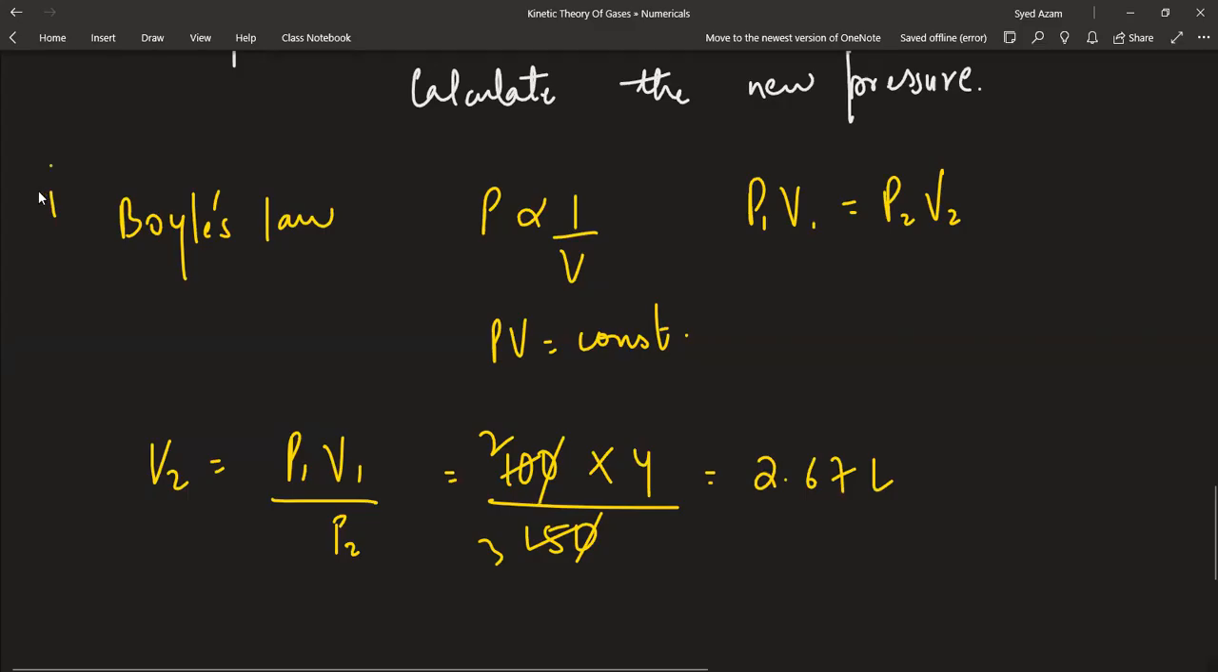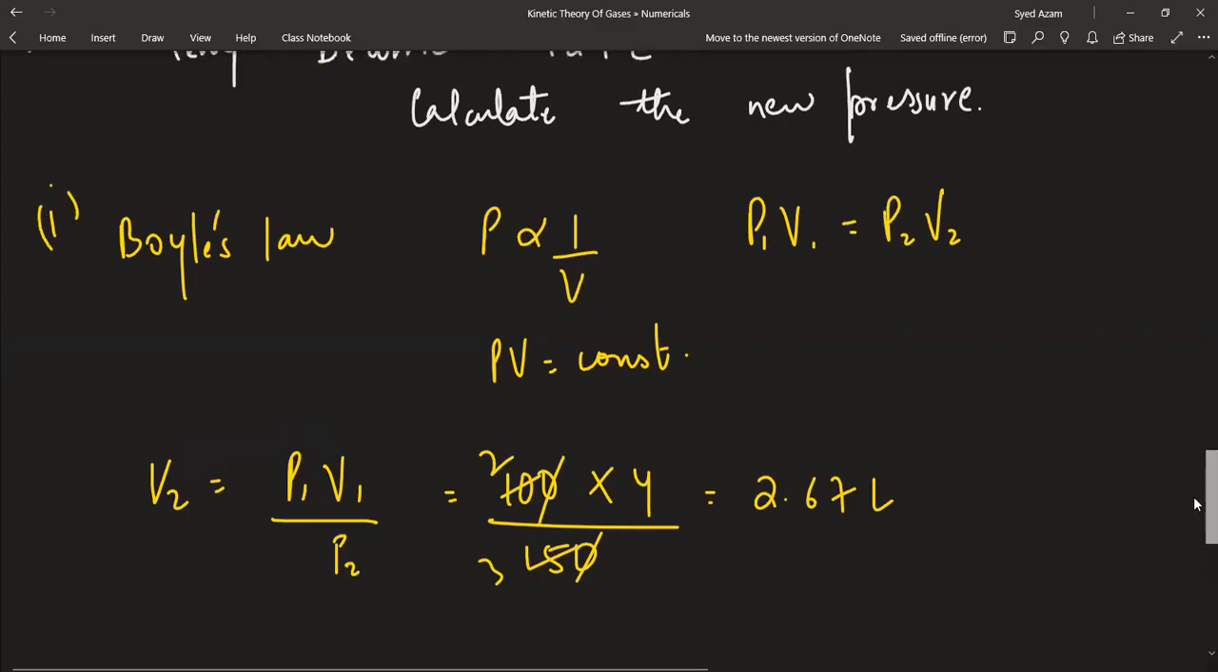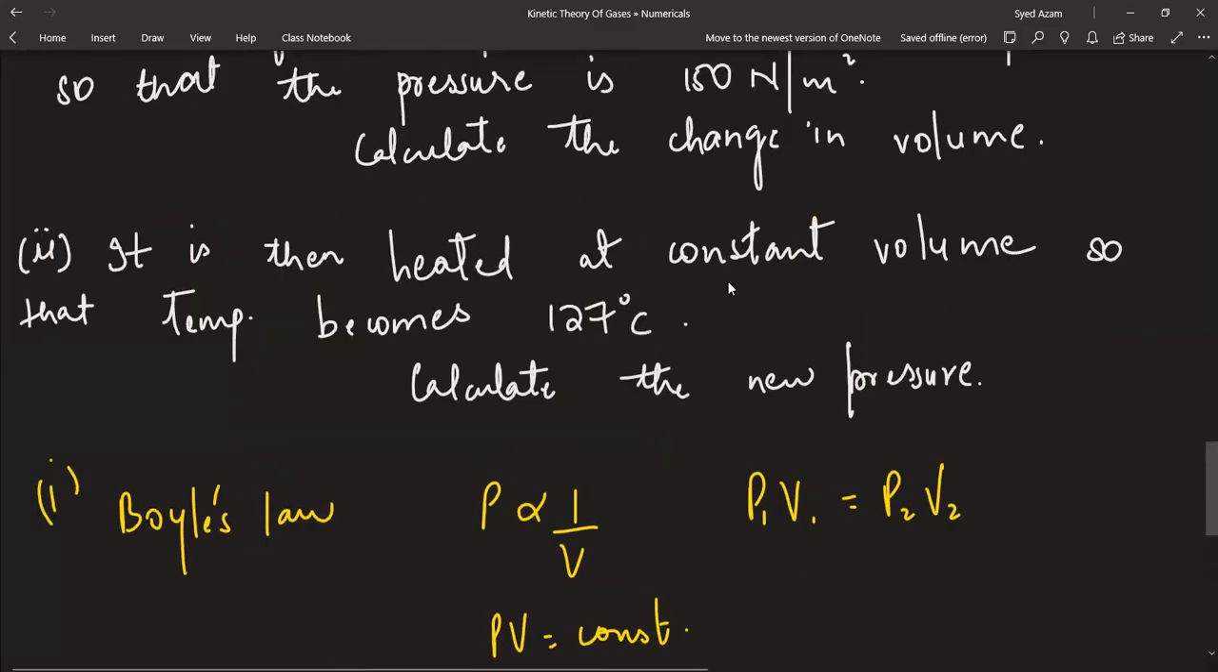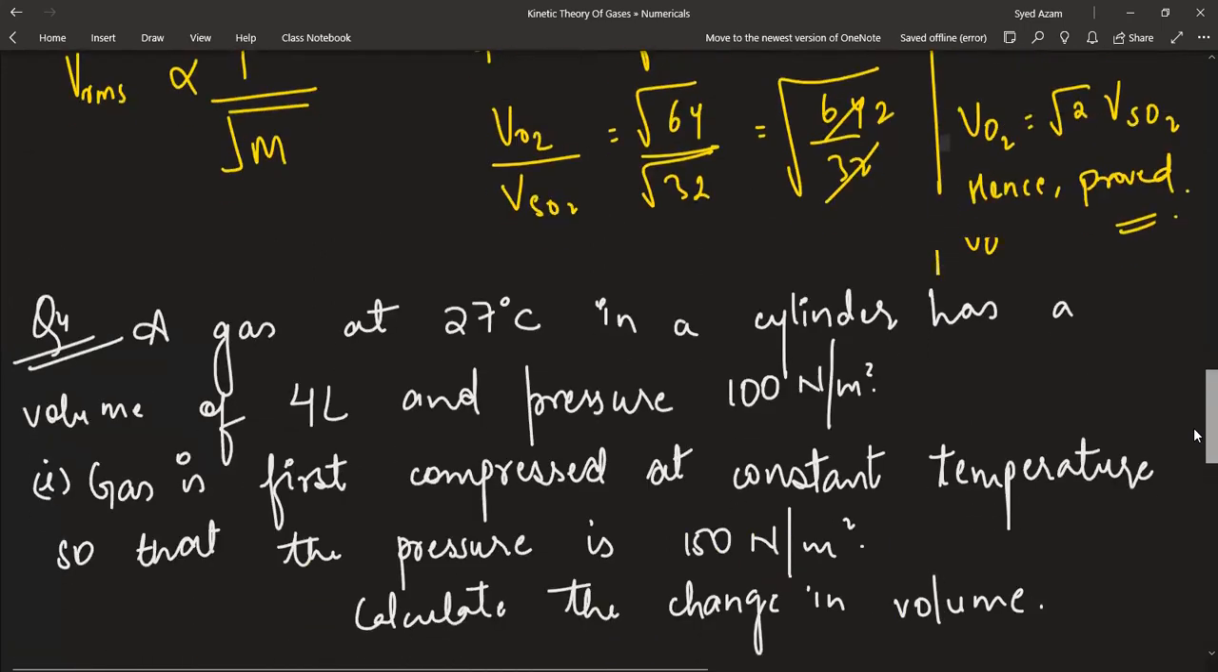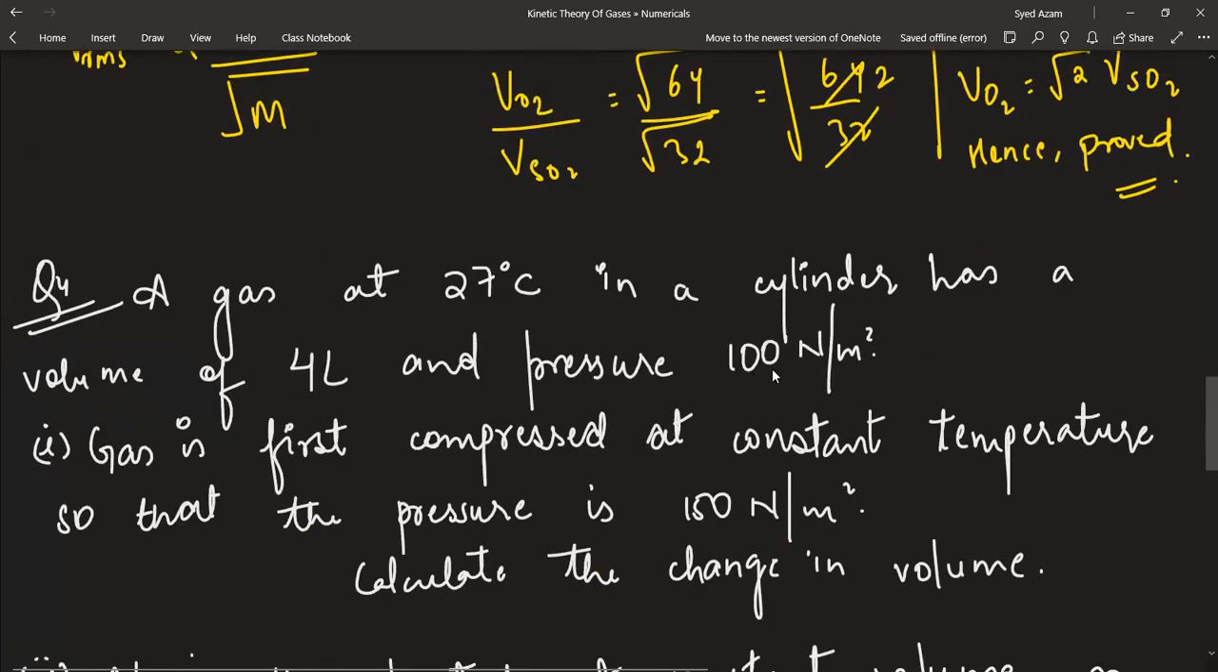Second part, this is the first part. Second part says, it is then heated at constant volume, and now the temperature is 127 degrees Celsius. Earlier temperature was 27 degrees Celsius. Now temperature is 127 degrees Celsius. Okay. First pressure is given as how much? 100, no, 150. The initial pressure, right? Or 100. Yeah, initial pressure is 100.